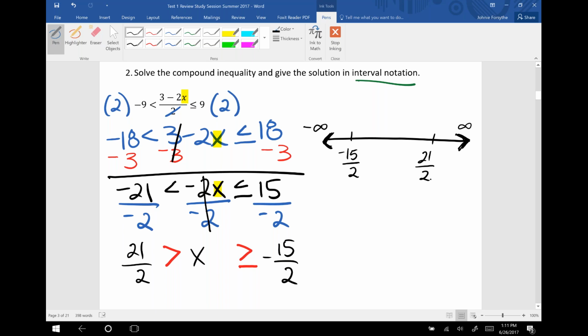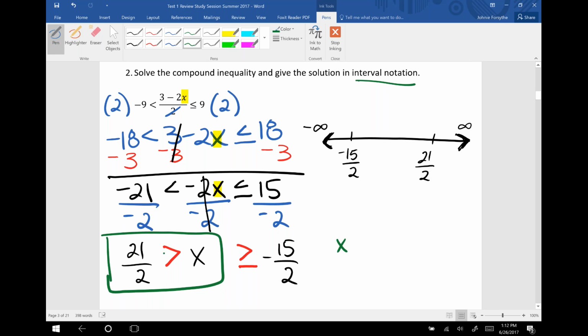Okay, so let's see. This is basically saying that x is between -15 over 2 and 21 over 2. If you want, it may help you to write them separately. I'm going to take this in green. But I know we like to read from left to right, so I'm just going to flip it so I can read it a little better.